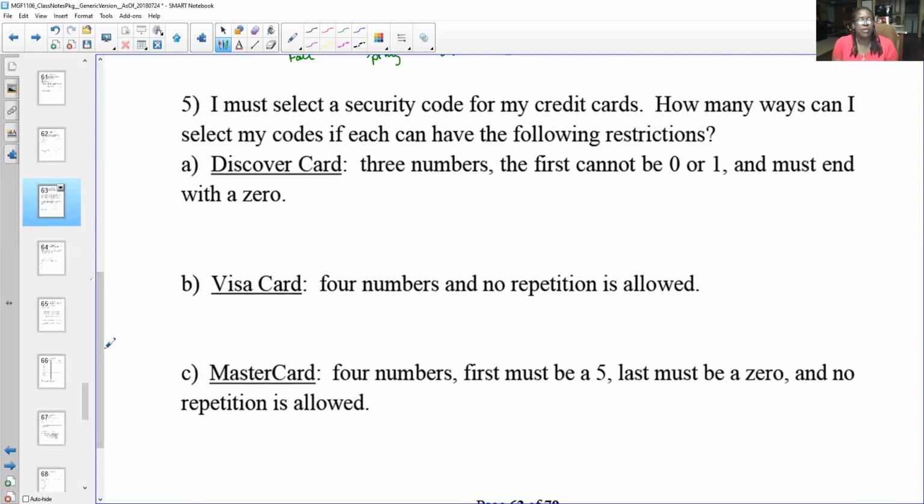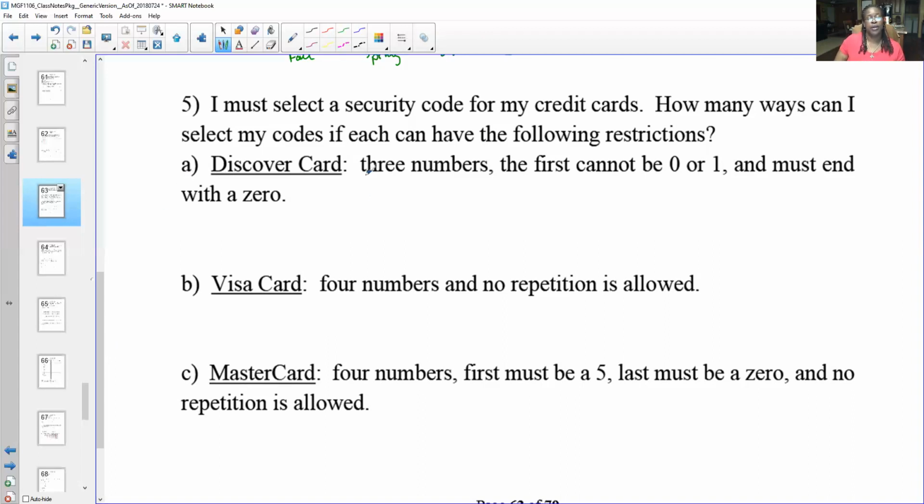Number 5. It says, I must select the security code for my credit cards. We all have these. How many ways can I select my codes if each can have the following restrictions? Okay, so we have codes and they have restrictions. We all know that they have restrictions. They wanted to be this or that, or not have this, not have that. So follow along. Here's our structure where it's important.